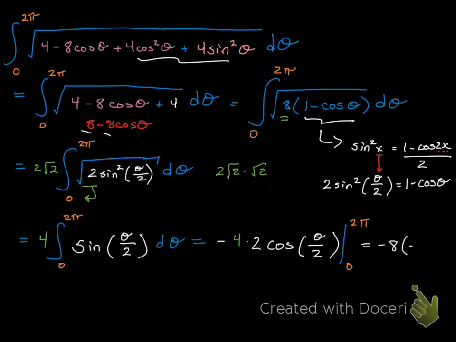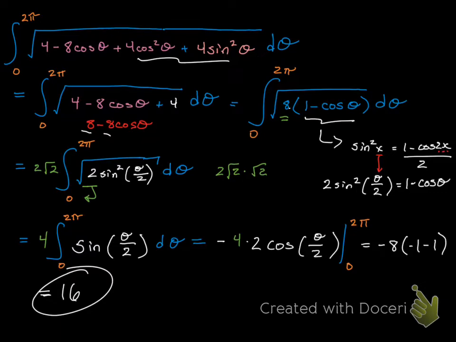Okay, so that boils down a little bit more. I see a negative 8 times, what do I get when I plug in 2 pi? Well, that's the same as cosine of pi then, when I plug in 2 pi for theta. So cosine of pi should be a minus 1. Minus what I get when I plug in 0. Cosine of 0 is a 1. So there I have minus 8 times minus 1 minus 1. That's minus 8 times negative 2 is 16. Okay? So the length of my curve, my cardioid, from 0 to 2 pi is actually 16 units.